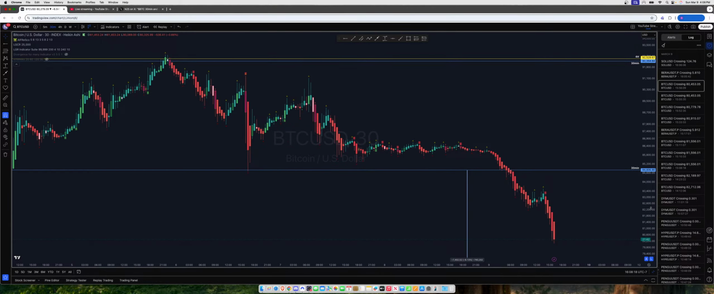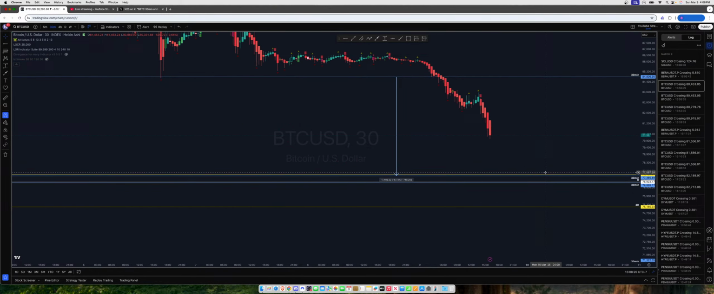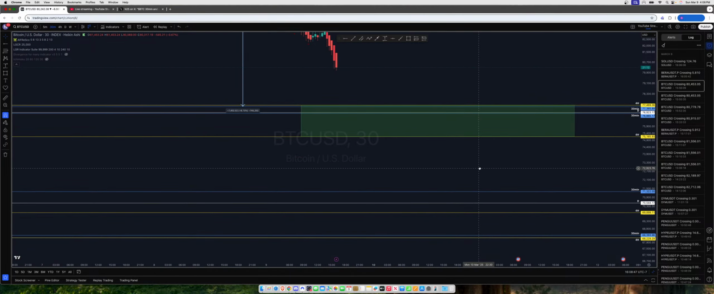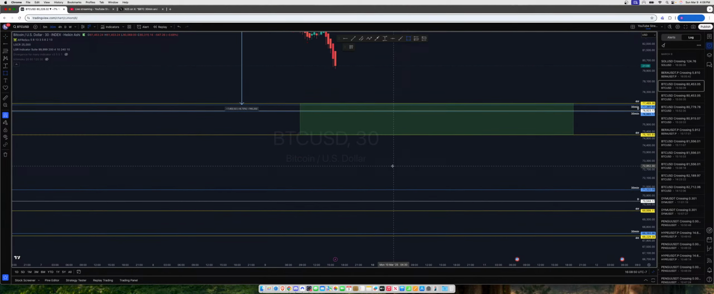So basically between 77K to 75K, we have two 30-minute LGs, two 4-hour LGs, and a daily LG. So we definitely want to see some buying here in this zone. We 100% want to see buyers step in right here. If not, it's going to get really, really ugly, because then this is the next zone, in my opinion, that is probably getting tested.